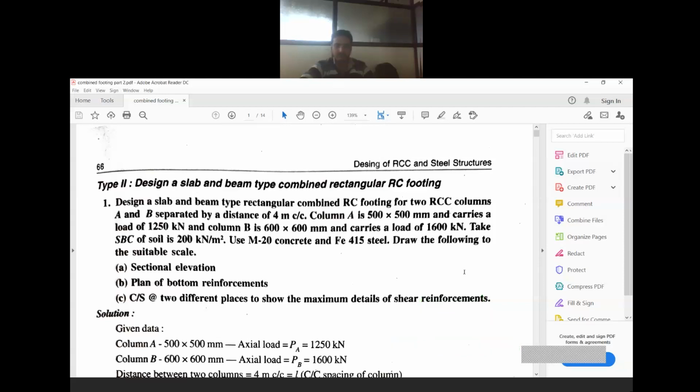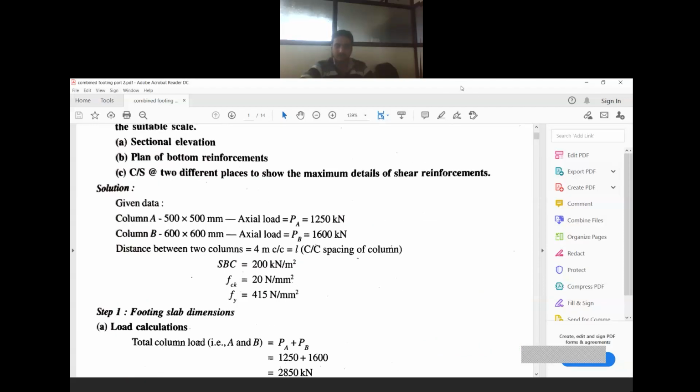So if I draw the plan, observe here. I write a plan of a foundation. These two are the columns. This is what we were looking at. If I look at a plan of a type 1 problem, it would look like this.